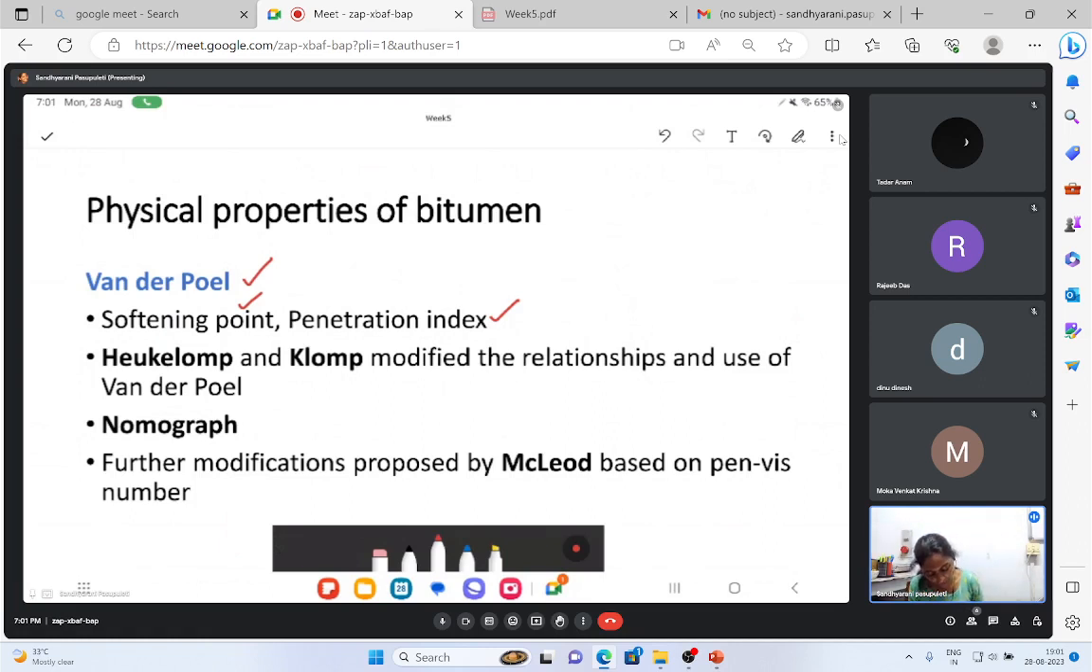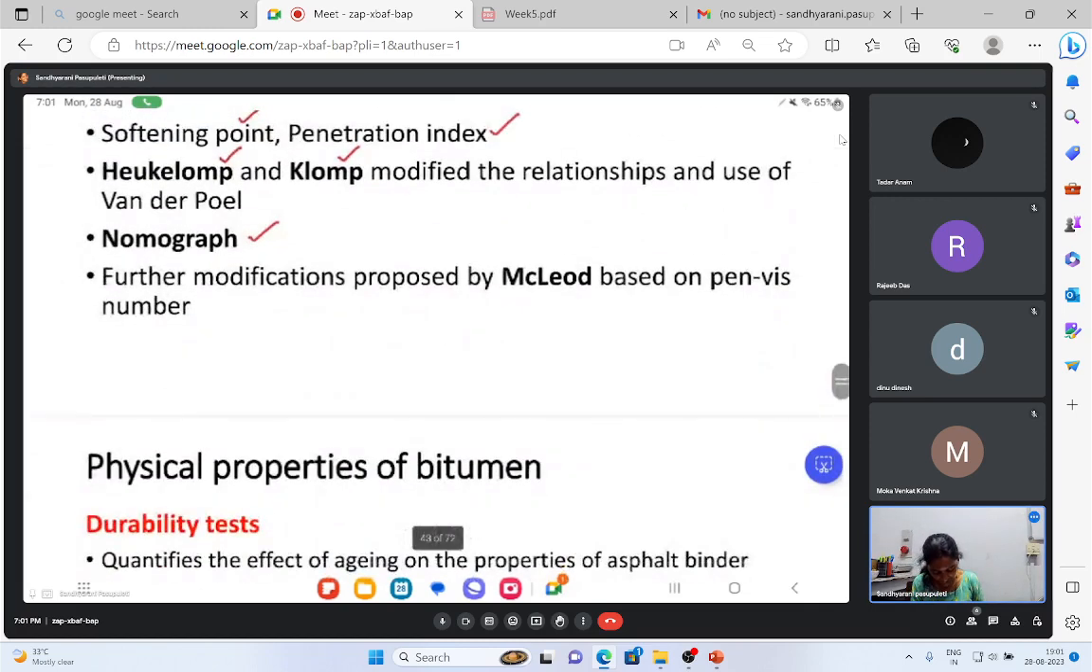This Van der Poel theory was again updated by two other researchers. Then using the nomograph, they used to calculate the stiffness of the mixes.